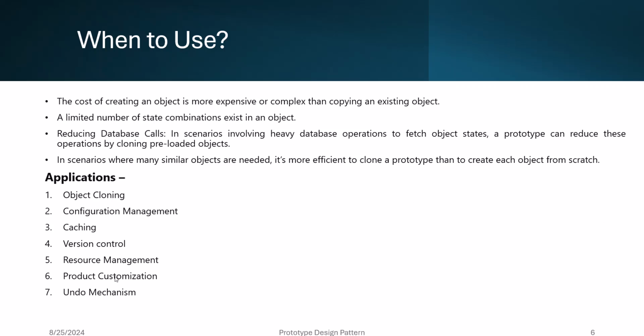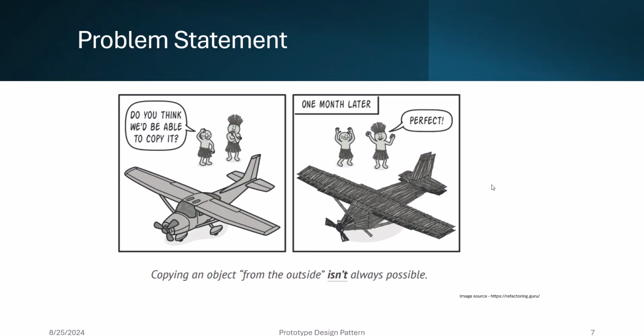So these are some of the applications, and let's see one problem statement, why we need to use the prototype design pattern. Let's say we have an object and you want to create an exact copy of that object, right? First, you must create one new object for the same class. So this is one class with one object.